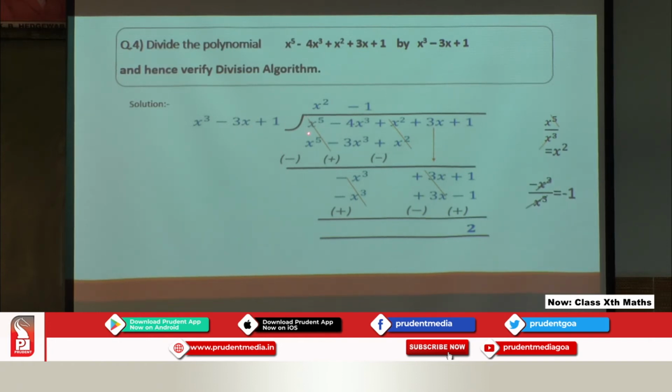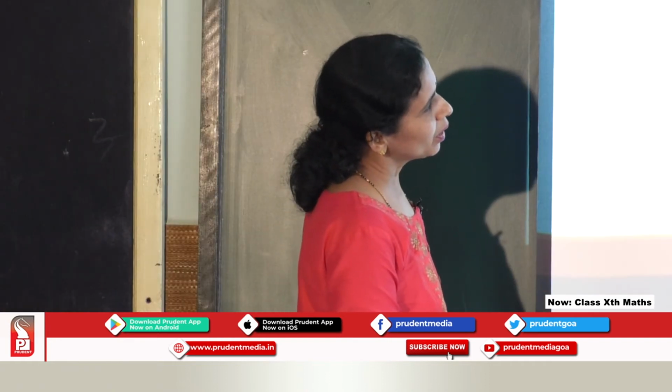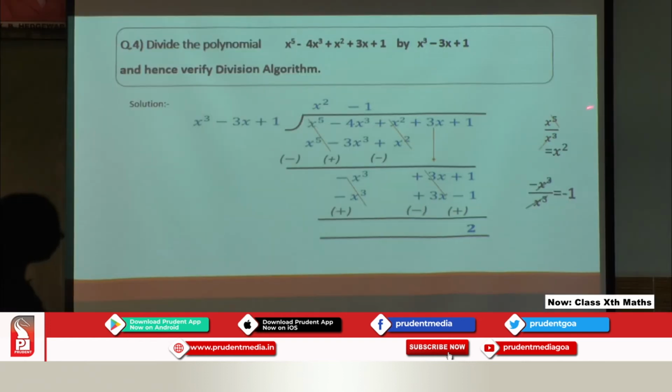Now p of x, that is x raised to 5 minus 4x cube plus x square plus 3x plus 1, is divided by x cube minus 3x plus 1. Here we have to see the first term of the dividend, that is x raised to 5, and the first term of the divisor is x cube. So I divide the first term of the dividend by the first term of the divisor. After cancellation, x cube and x cube cancel, and we got x square. So this x square is the first term of the quotient.